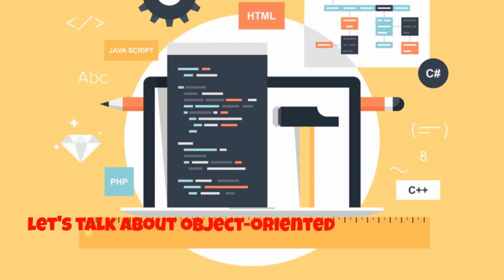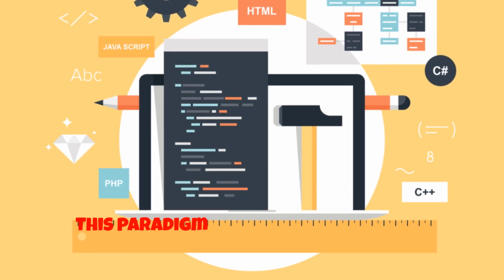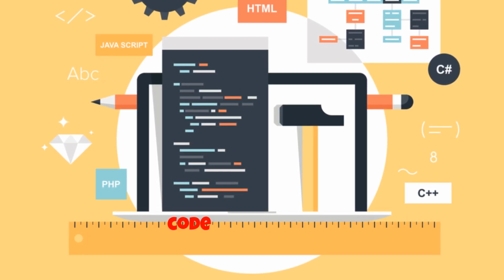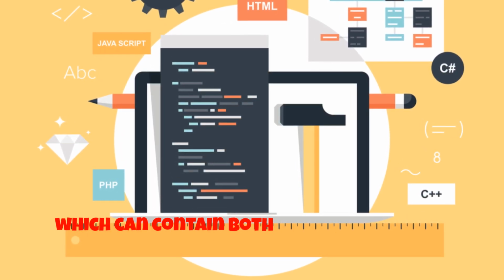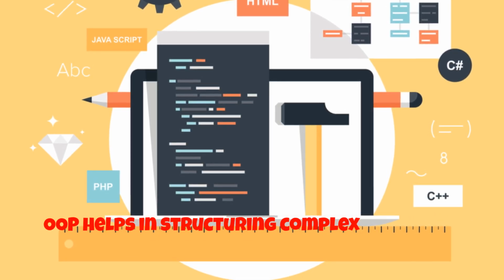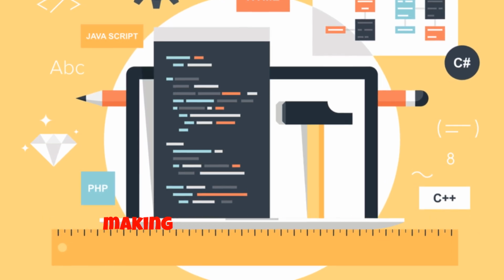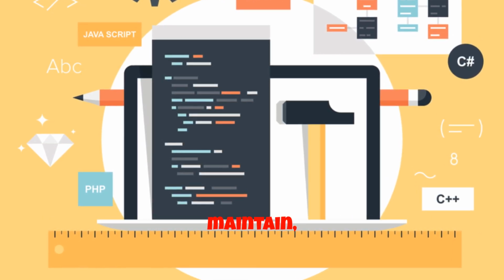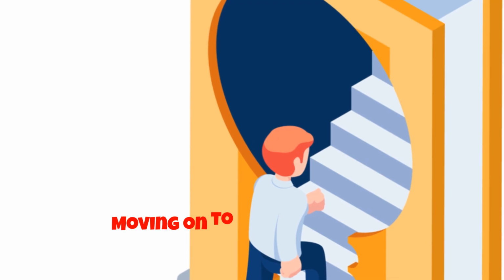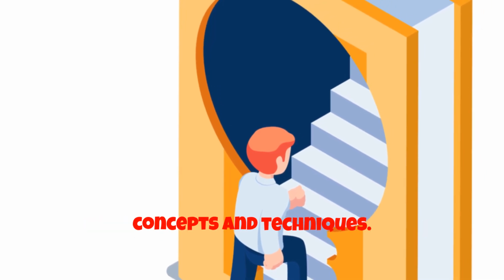Now let's talk about object-oriented programming, or OOP. This paradigm is all about organizing code into objects, which can contain both data and methods. OOP helps in structuring complex programs by breaking them down into manageable pieces, making it easier to understand, maintain, and scale.